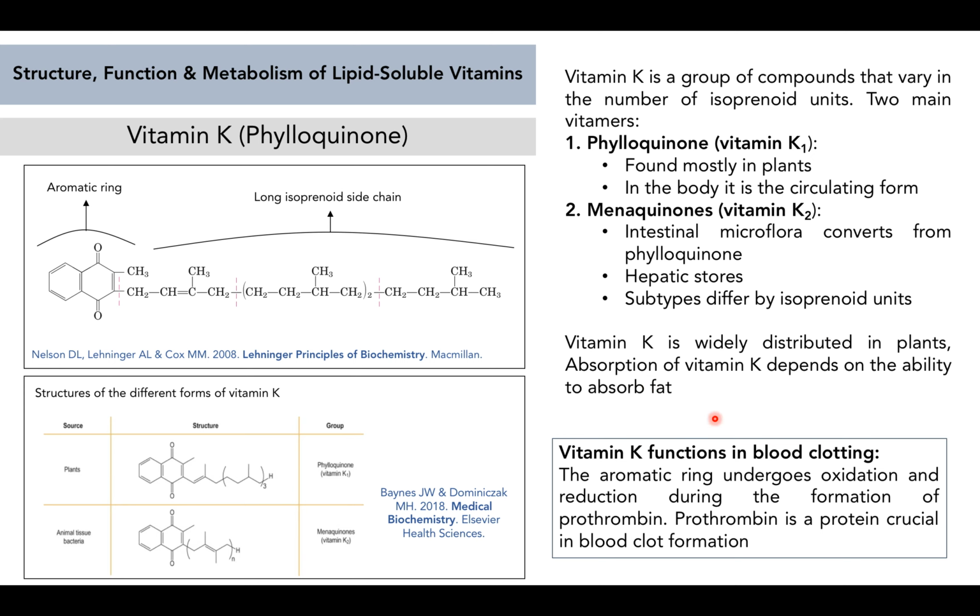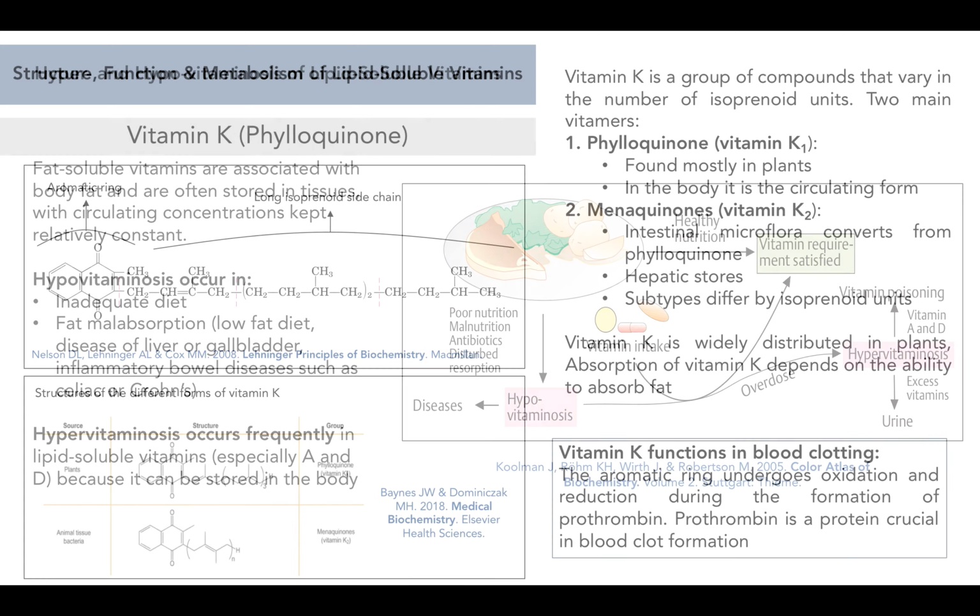Vitamin K functions in blood clotting mostly, so the aromatic ring undergoes oxidation and reduction during the formation of prothrombin. Prothrombin is a protein that's crucial to make blood clots. So when you have a bleed or a cut, then you need to stop the bleed by blood clotting, and this is where vitamin K plays a very important role.